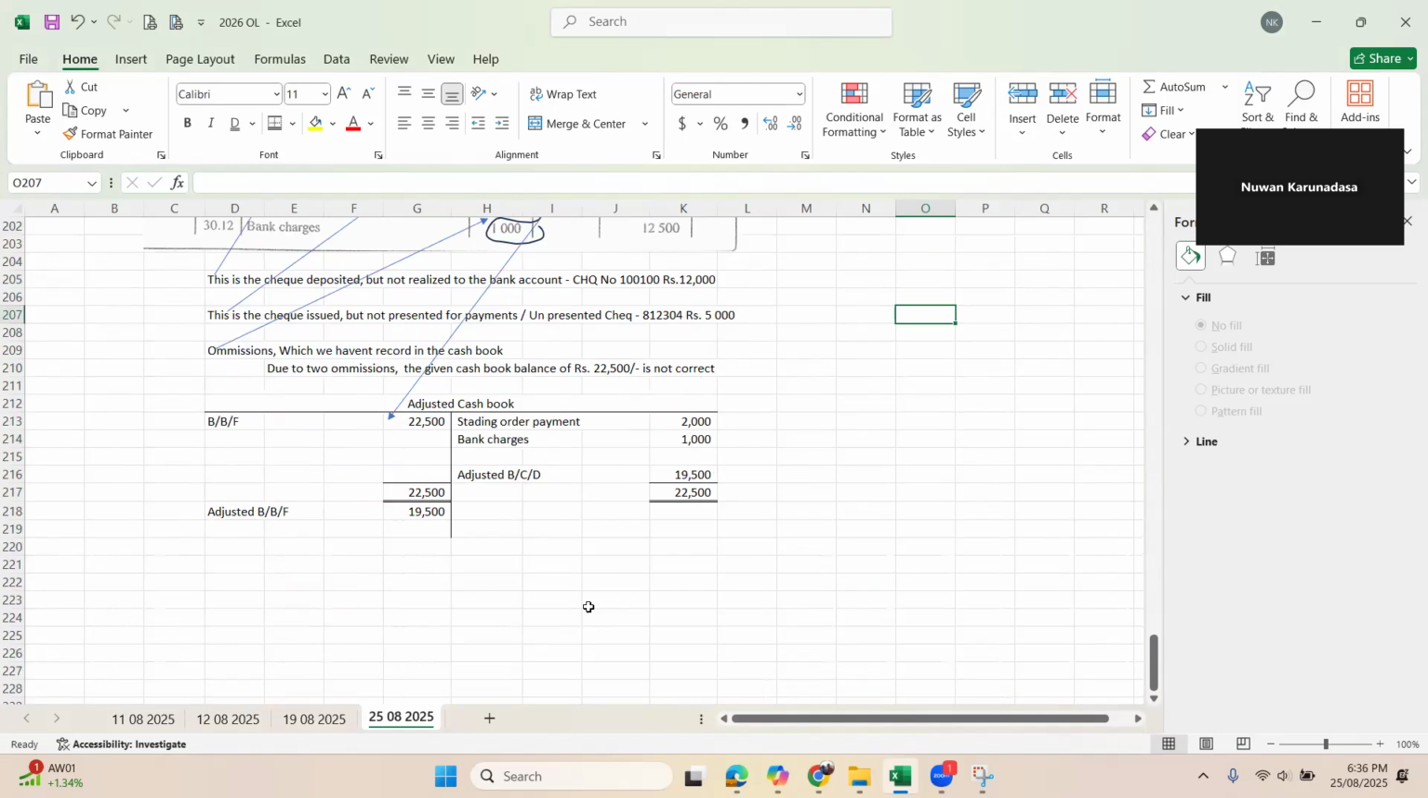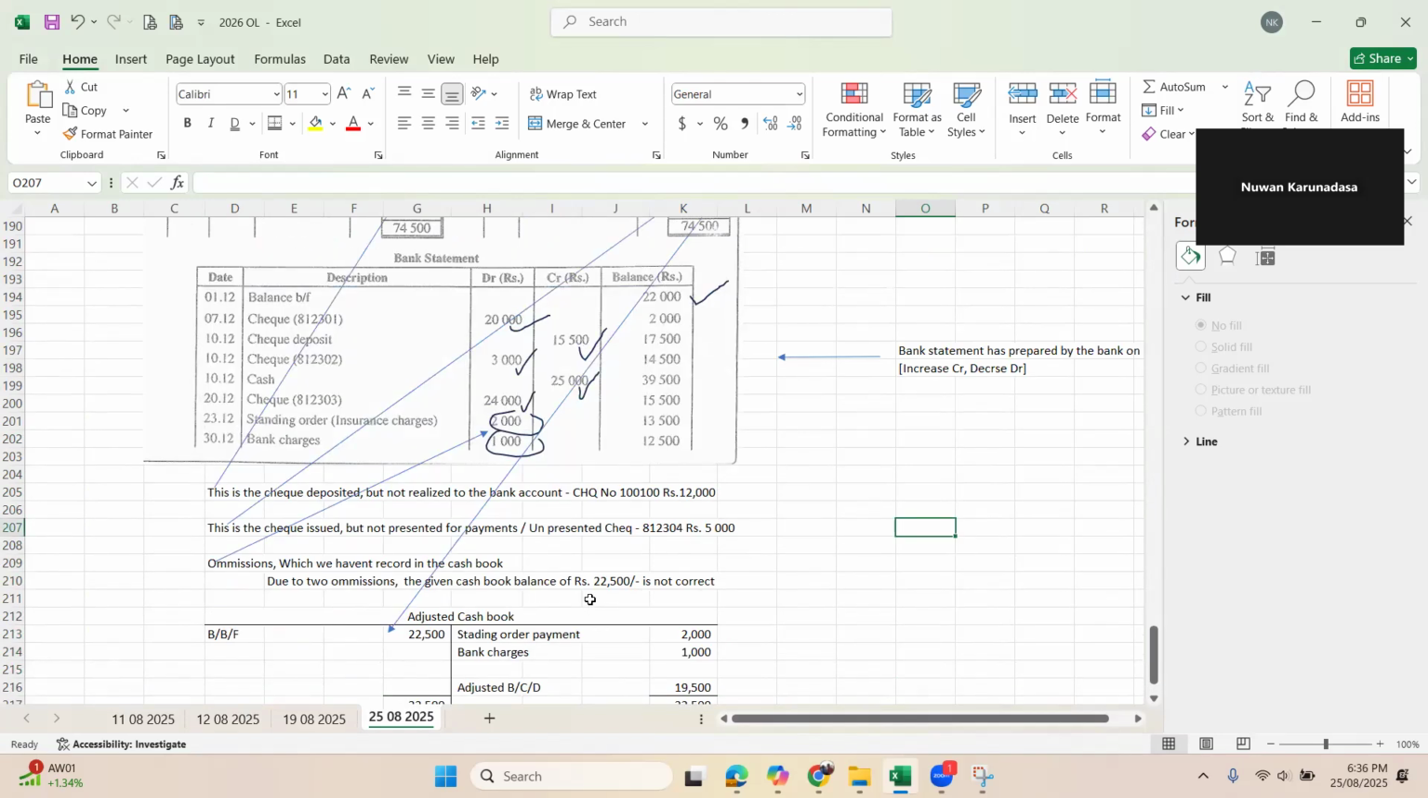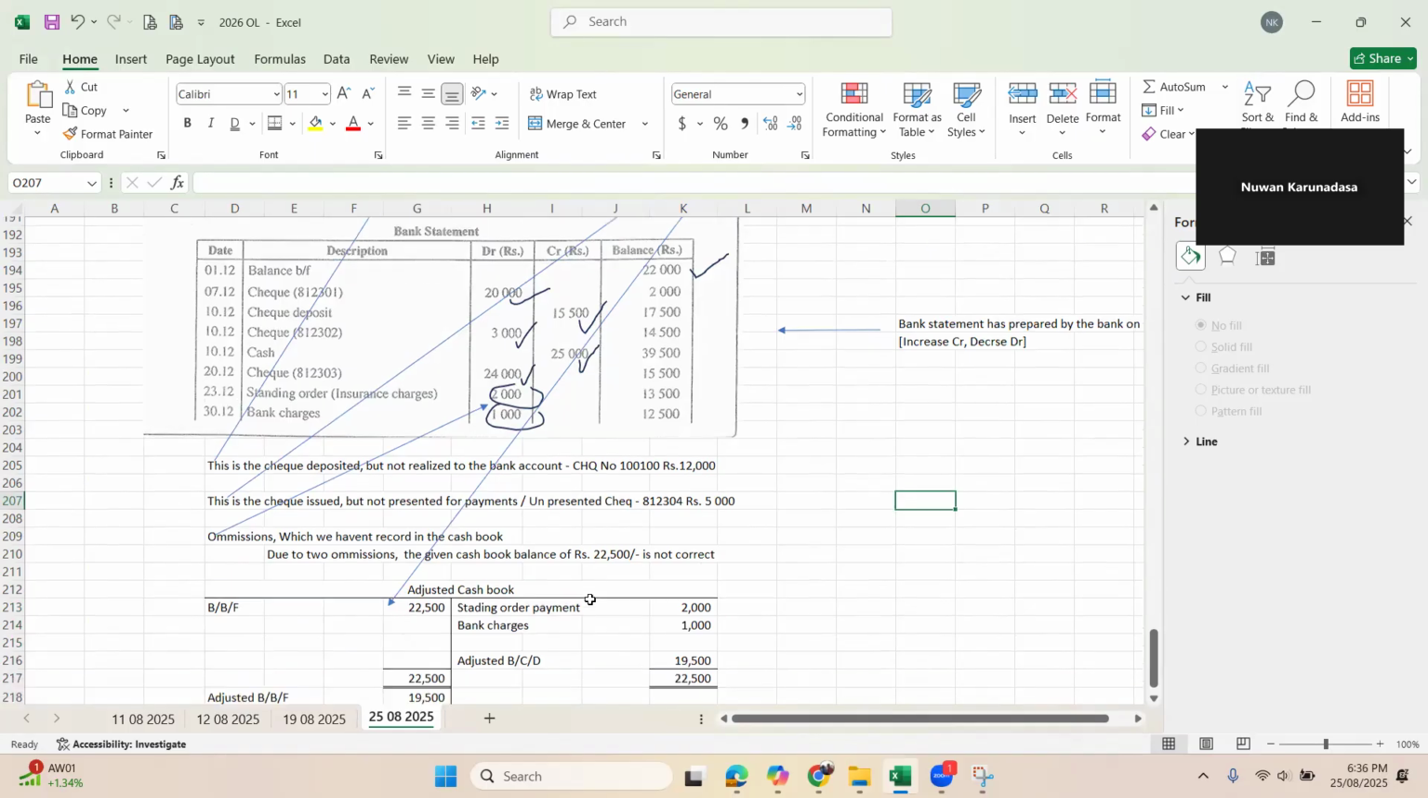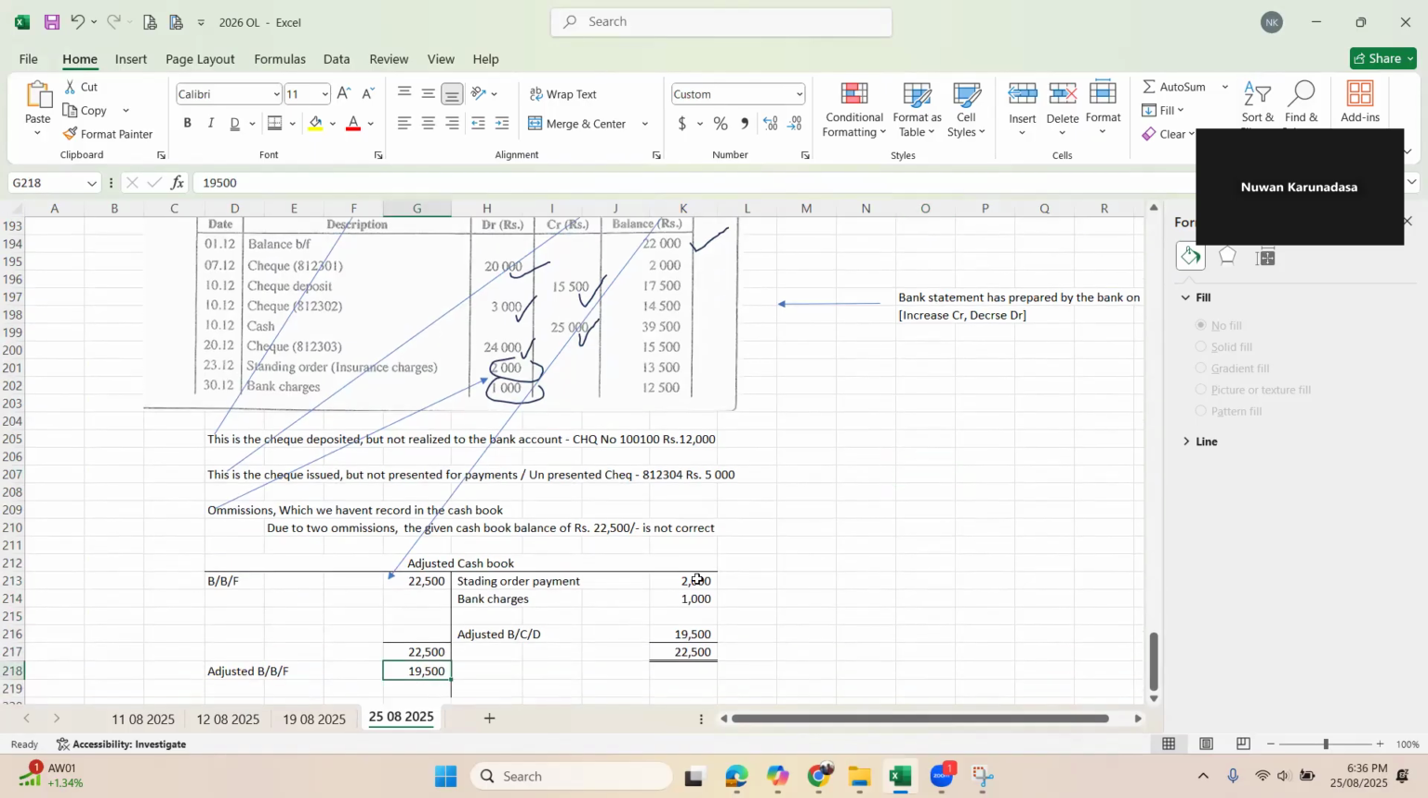Right, then once you adjust the cash book, you can cross-check whether the adjusted cash book balance is equal to the statement balance. How much did the adjusted cash book balance come to?